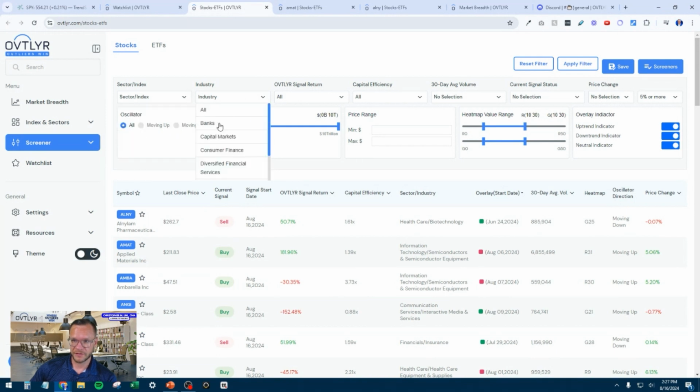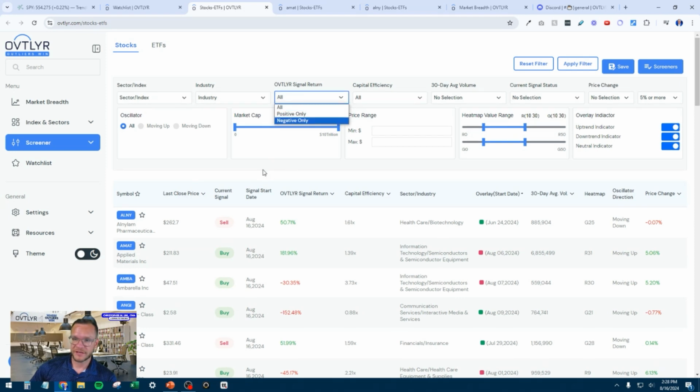And then in here, you can say banks, capital markets, consumer finance, whatever, lots of different choices. Or you can pick more than one: energy, financials, healthcare, industrials, whatever. There's 11 sectors and you can click 1, 11, or 0. Leave it wide open. Then the industry will update based on what you select right there. So OVTLYR signal return.